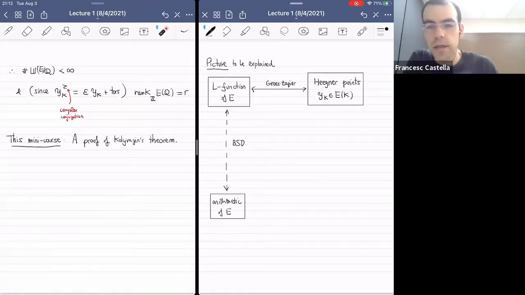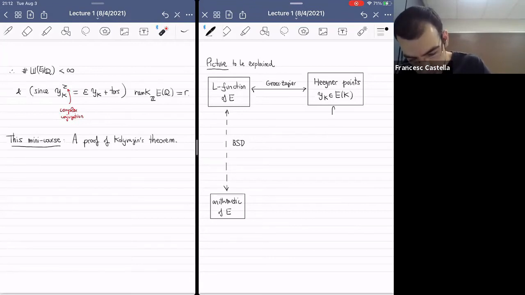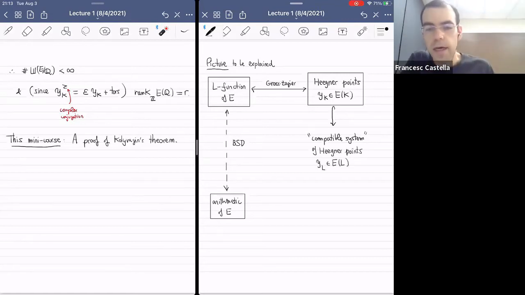Now, what Kolyvagin is going to do is exploit the fact that this Heegner point defined over K is actually part of a compatible system of similar points defined over abelian extensions of K. In fact, this Heegner point will fit into a larger collection of Heegner points, which will be compatible in a sense that we'll make precise. So we will have points y_L in E defined over L, for varying abelian extensions L of K.